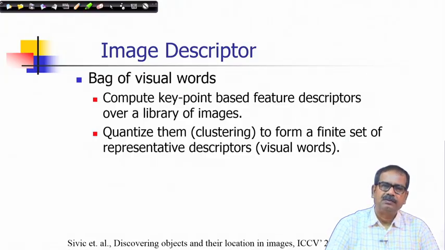So, we would like to bucketize those visual words which are very similar and choose one representative out of them. This task in the vector space is also called quantization. It is also called clustering, when you are bucketizing them or grouping them into a set of similar visual words or similar feature vectors, and then choose a representative out of it.